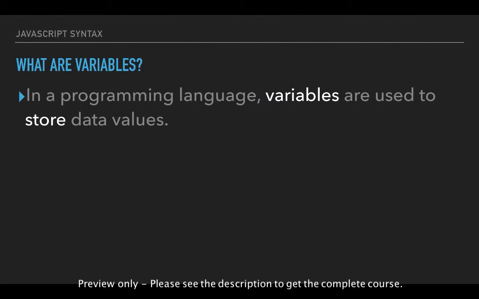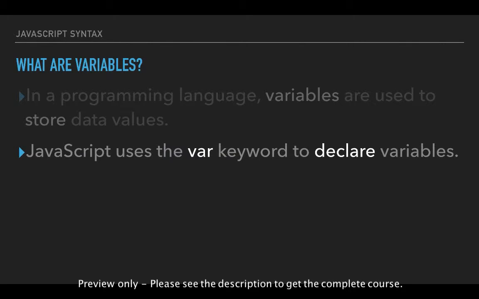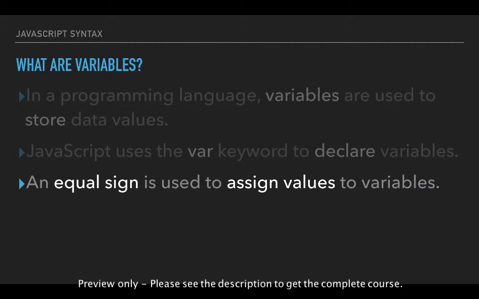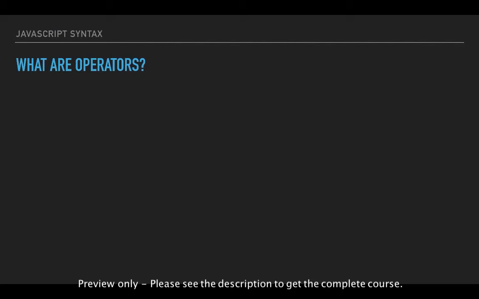Variables. In a programming language, variables are used to store data values. JavaScript uses the var keyword to declare variables, which means just like you say I'm a boy or I'm a girl, similarly, a variable is indicated using the var keyword. An equal sign is used to assign values to the variables. So for example, var x is nothing but a declaration, and x = 6 is nothing but an assignment. So you saw we used the keyword var to declare the variable x, and we used an equal sign to assign it a value of 6.